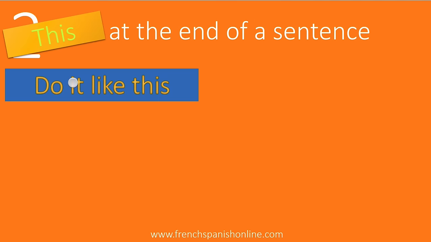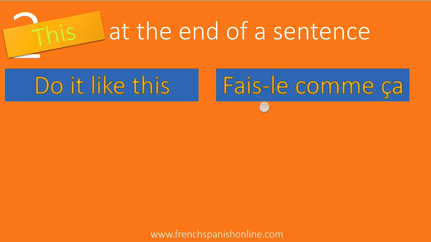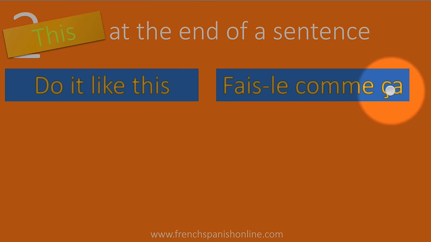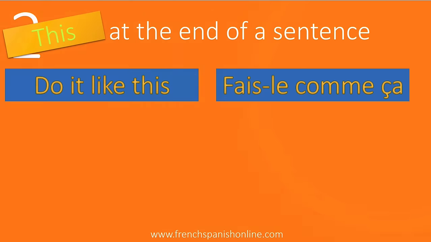Okay? Let's see now when we don't expect anything after the word this. For example, do it like this. Well, of course, if you want to say do it like this one, now you know how to translate it. But if you want to say, generally speaking, do it like this. In French, we say fais-le comme ça. So, easy, because we just have one possibility this time, the word ça. We don't use here celui-ci, celui-là, because we are not speaking about something specific.